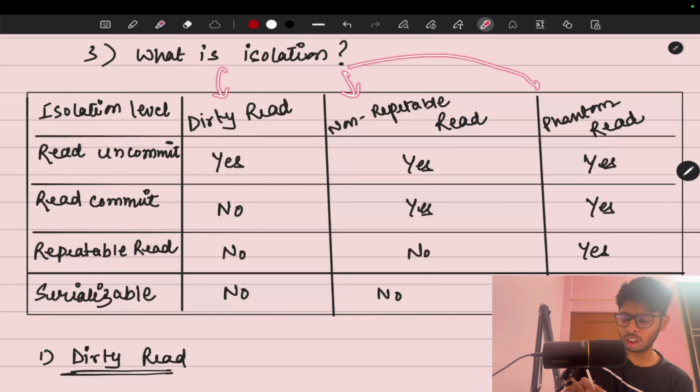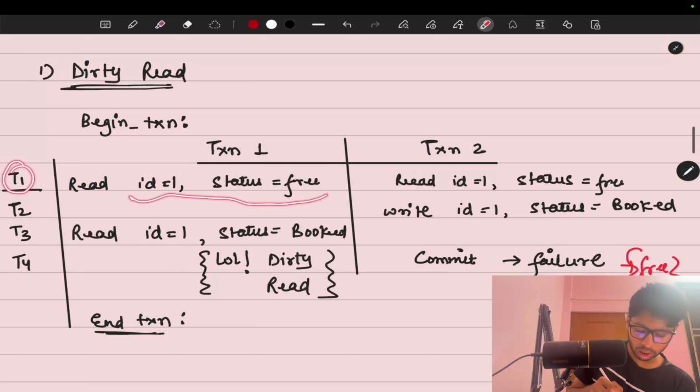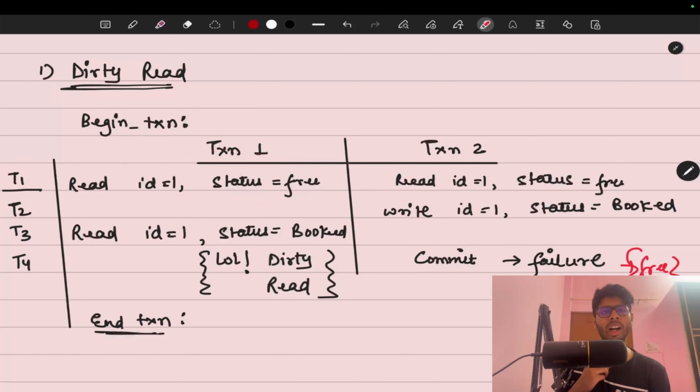So there are two transactions happening at the same time, transaction T1 and transaction T2. Transaction T1 makes a read call to the database and gets the value id equals 1 and status equals free. Perfect. And transaction T2 also makes a read call and gets id equals 1 and status equals free. Now what happened? At time T2, transaction T2 changes the row, takes a write lock, makes an update query and changes the status to booked.